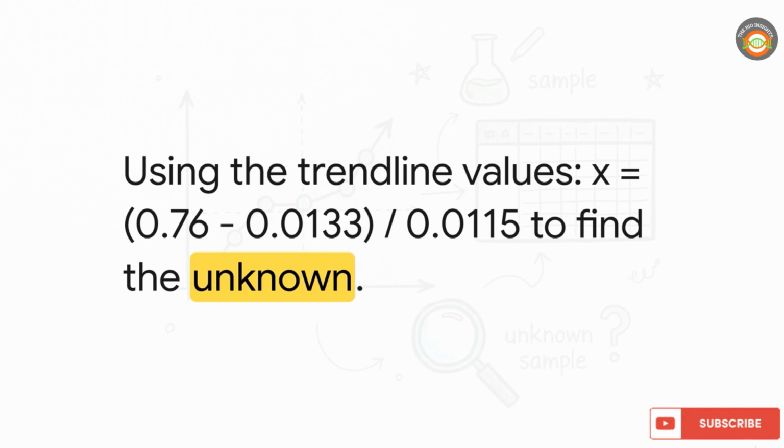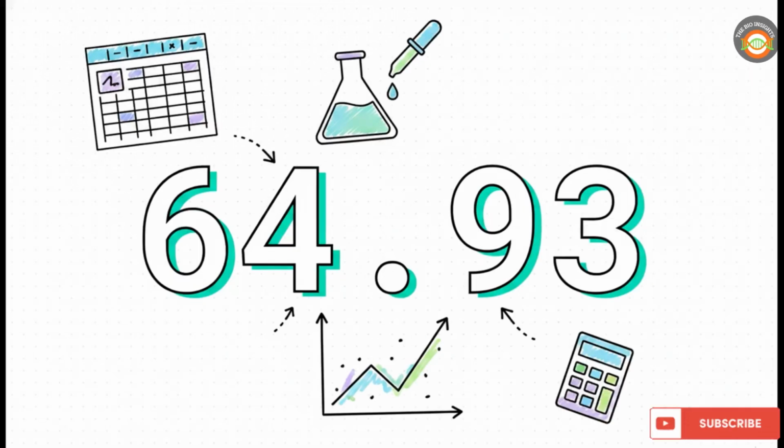Let's say your unknown sample gave an absorbance reading of 0.76. We take our arranged equation and just plug in the values Excel gave us from the trend line. So our y is 0.76, we subtract our c value, which is 0.0133, and then we divide that whole thing by our m, slope, of 0.0115. You type that little formula into an Excel cell, hit enter, and bam, 64.93. There it is. We have our final deduced concentration of 64.93 milligrams per milliliter. We completely solved our initial mystery, translating a totally confusing absorbance reading into actionable, real scientific data.